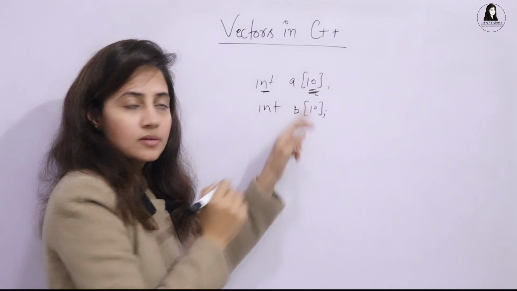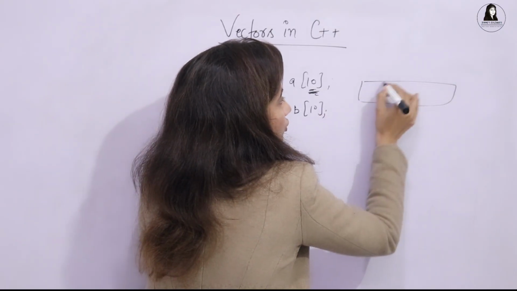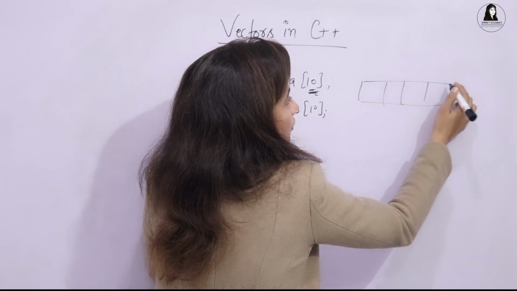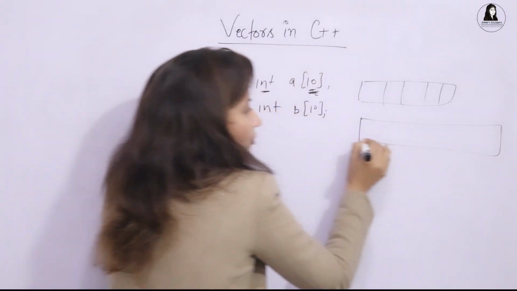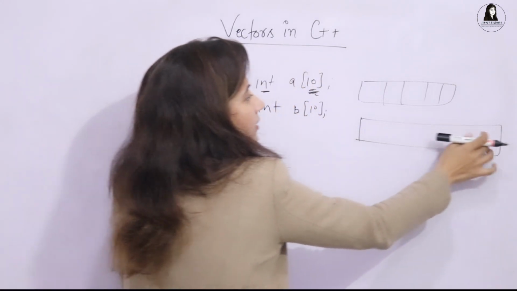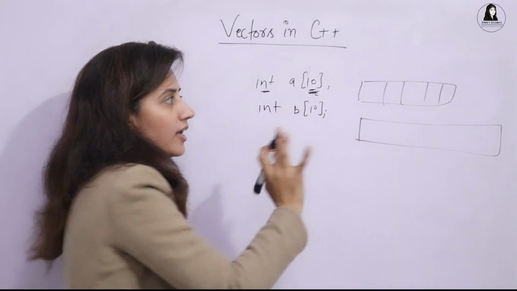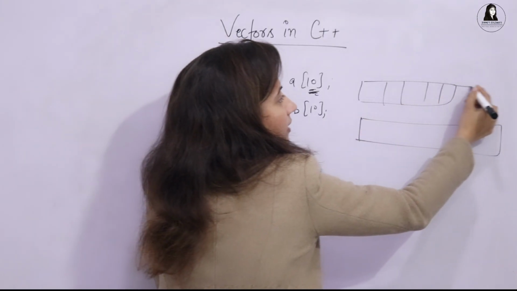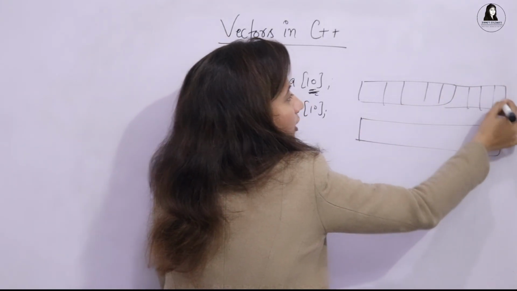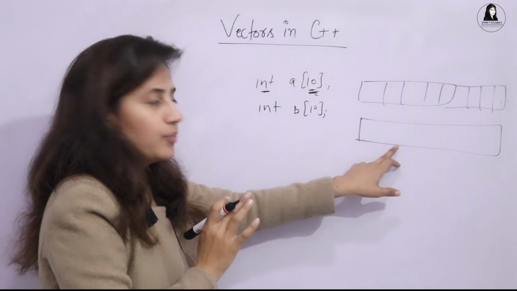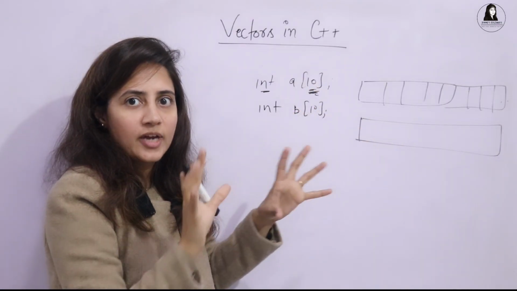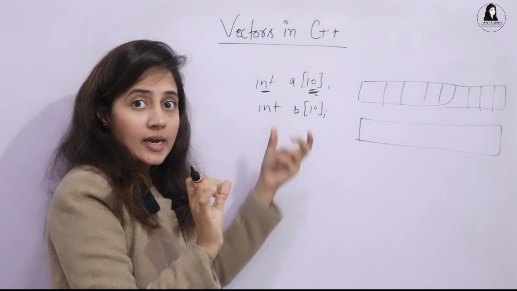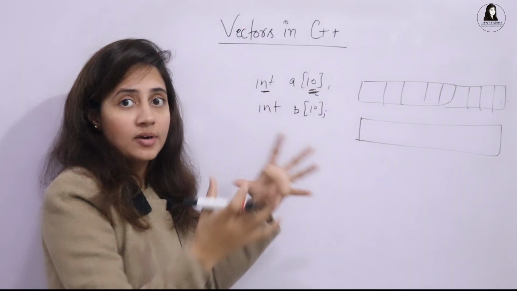So in this case, first the array size was 1, 2, 3, 4, 5. Next, another array would be created having size 10. Right? It's not like within the same array another 5 blocks would be allocated. No, another array would be created. So manually you have to change. The size of an array is fixed. It's not dynamic. Array size cannot be increased or decreased at runtime.